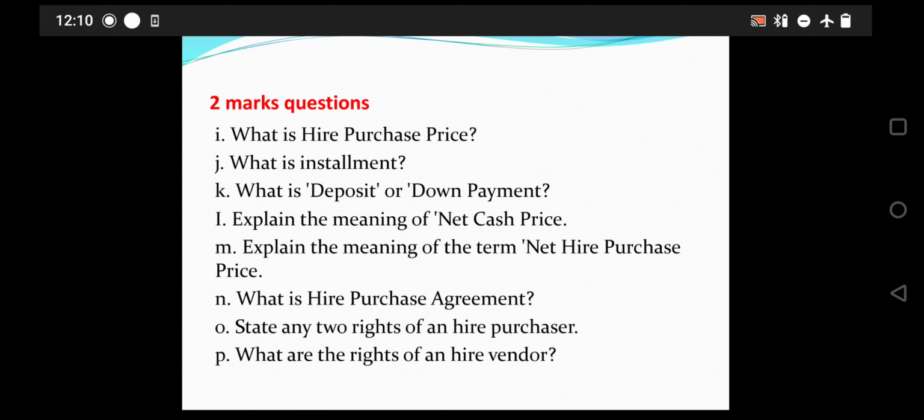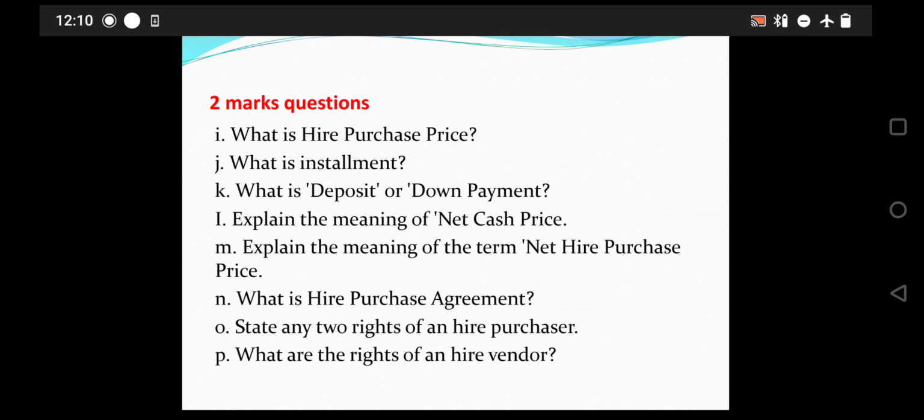In simple words, remember, a hire purchase agreement is an agreement between 2 parties where one party agrees to give the goods in possession to the other, and the other person is ready to make the payment to the hire vendor in installments or periodical installments. So this is called a hire purchase agreement.